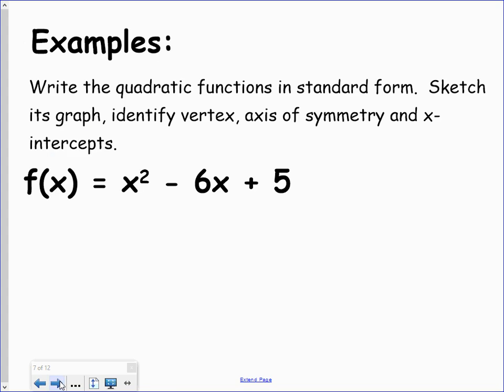Now, some of the problems in your textbook are going to ask you to do this. Take a quadratic function, f of x equals x squared minus 6x plus 5. That's in what would have been your old standard form. And write it in standard form. They mean the new one, the a, h, and k. So write it in standard form: f of x equals a times x minus h squared plus k.